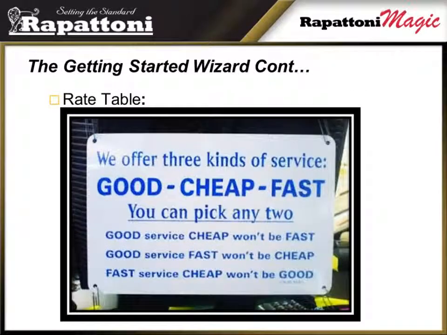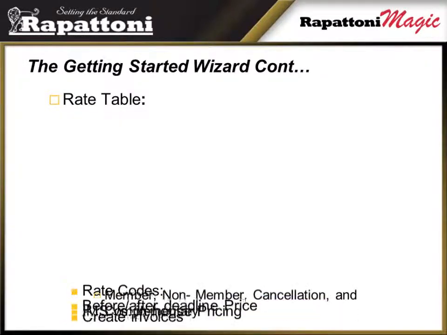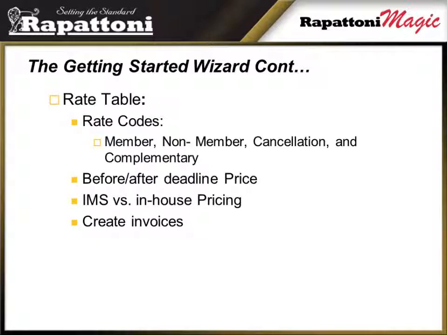We also covered the rate table. The rates were not good, cheap, and fast. The rates were member and non-member, cancellation, complimentary. Those are the rates. The rates are variable. You can also have a rate that is before and after the deadline. You can have different rates for IMS registration versus in-house registration. You don't have to have any rates. A class can be free, and you can define whether you want the software to create invoices or not.